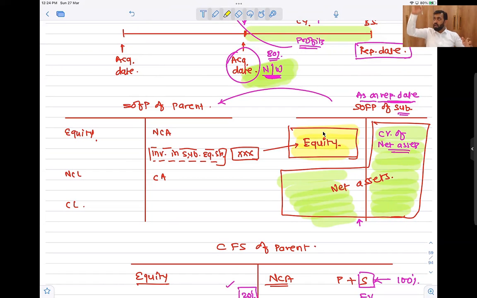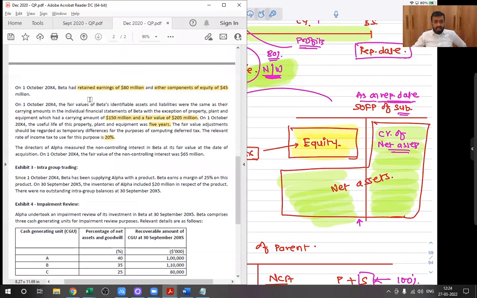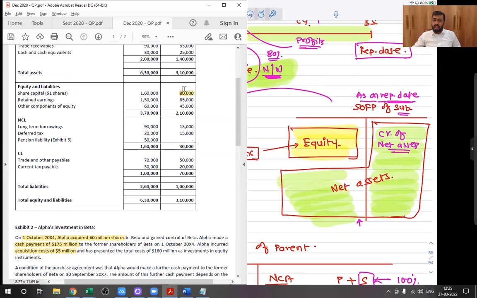Any balance sheet you take, add up all assets, reduce all the liabilities, and it is equivalent to your equity, because the balance sheet has two sides, which must be tallied. So it's simple math which you can understand. So the carrying value of net assets in the example is given this way. Retained earnings is 80 million. Other components of equity is 45 million. And share capital is also 80 million. That has not been changed.